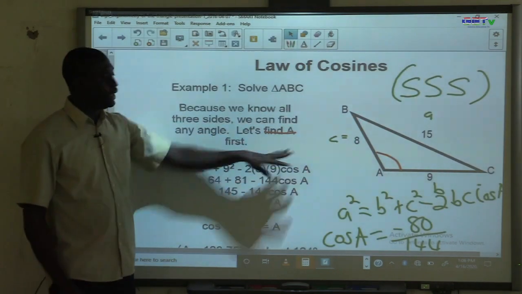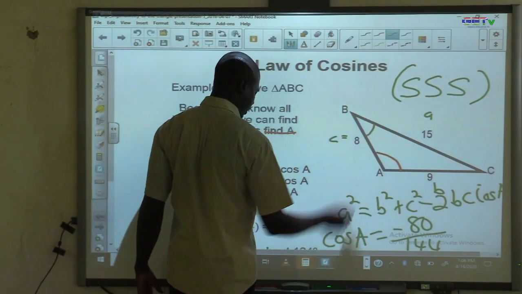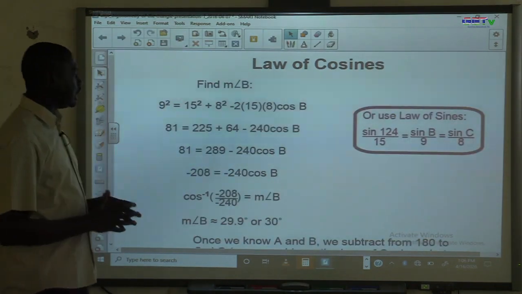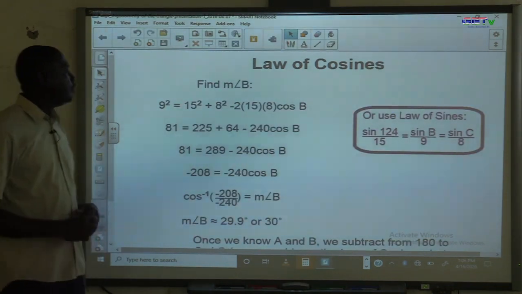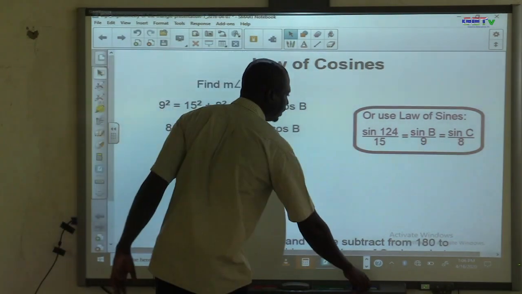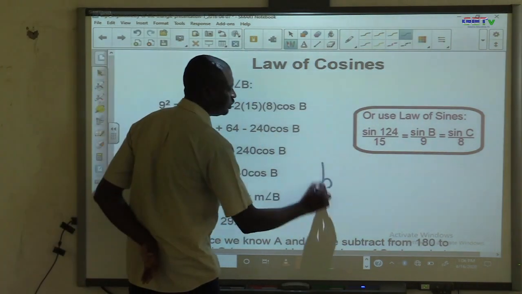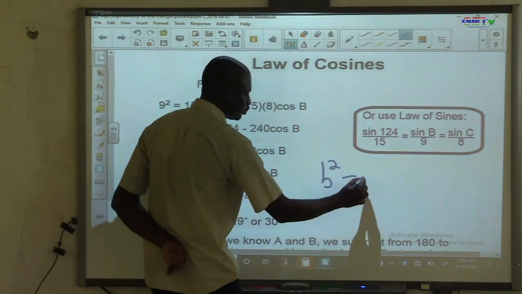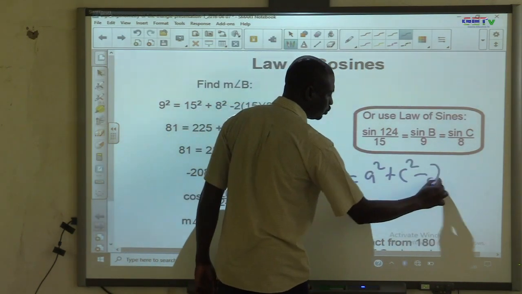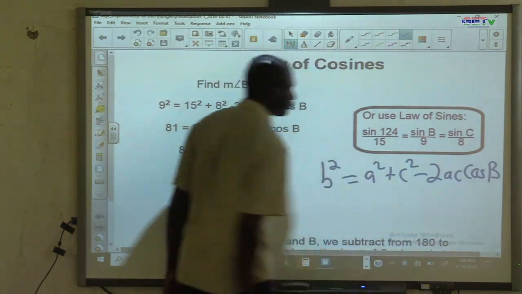First we start with angle A. To find that of angle B, that is this angle that we have there, angle B, that's what we have on this slide. Find the measure of angle B. For angle B, we will apply the same formula. The formula, we have to derive it. The formula is B squared is equal to A squared plus C squared minus 2AC cos B.